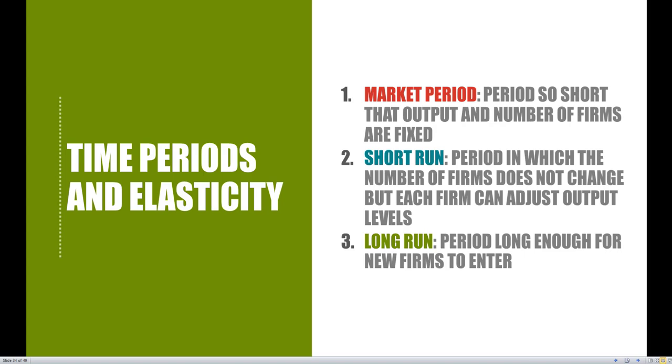The next longest time period is going to be a short run, a period in which the number of firms does not change, but each firm can adjust output levels. So here we do notice that the number of firms does not change, so firms cannot exit, they cannot enter into the industry. We are stuck with the same amount, but each of these firms can actually adjust how much they want to bring out into the economy now. So do they want to bring out 100 units of this good? Do they want to bring out 1,000 units of this good? They can change exactly that.